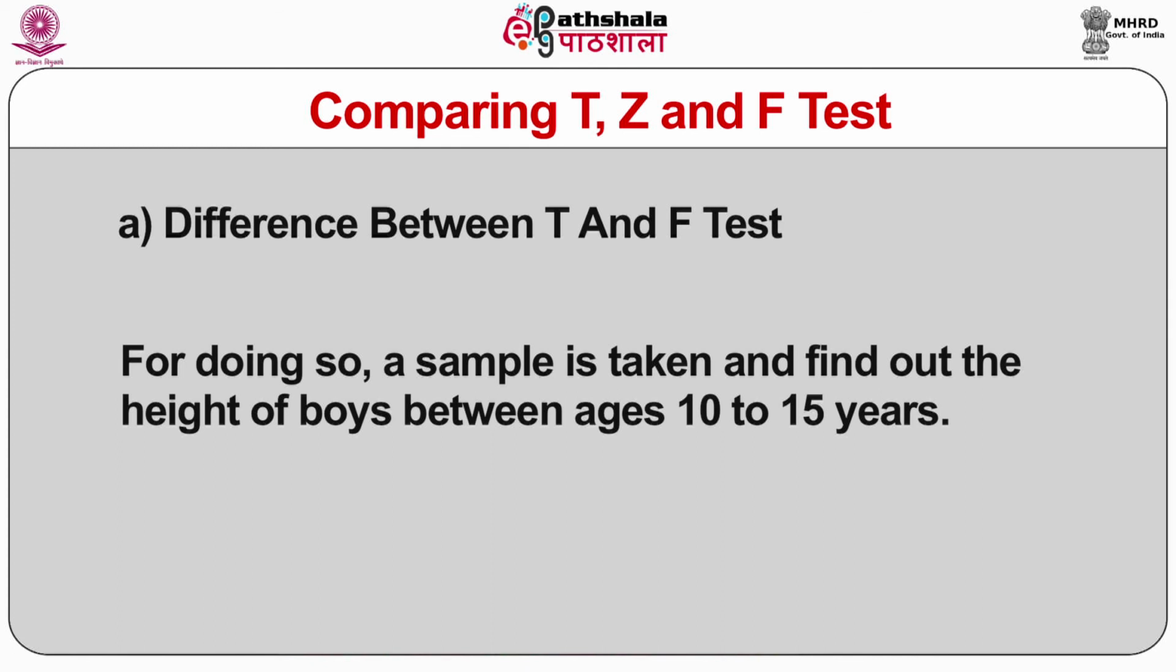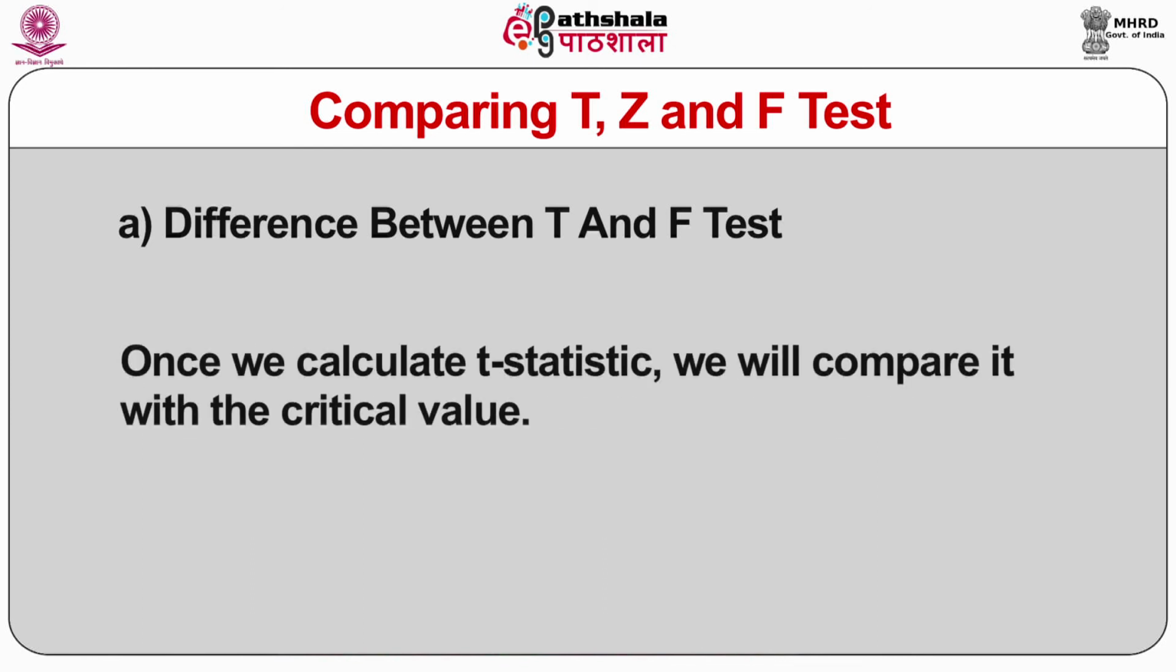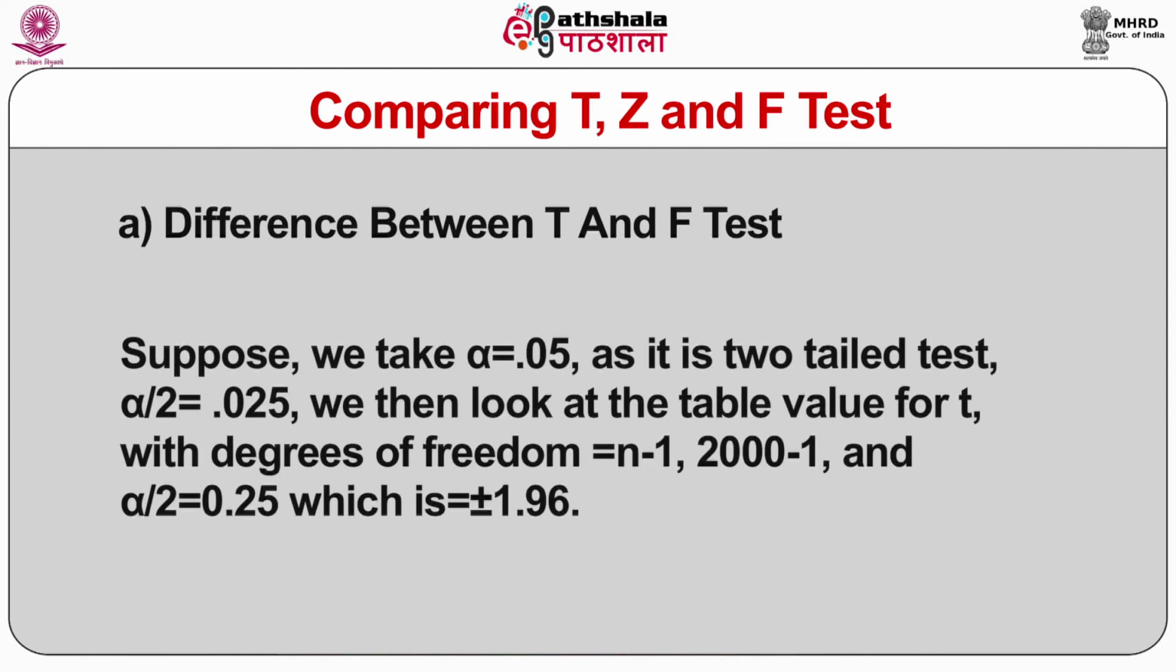For doing so, a sample is taken and the height of boys in this age group is found, the standard deviation is calculated, and then we calculate the T statistic. Once we calculate the T statistic, we will compare it with the critical value. Suppose we take alpha as 0.05; as it is a two-tailed test, alpha by 2 becomes 0.025. We then look at the tabulated value for T with degrees of freedom, that is n minus 1, equal to 2000 minus 1, and alpha by 2 of 0.025, which is plus minus 1.96.